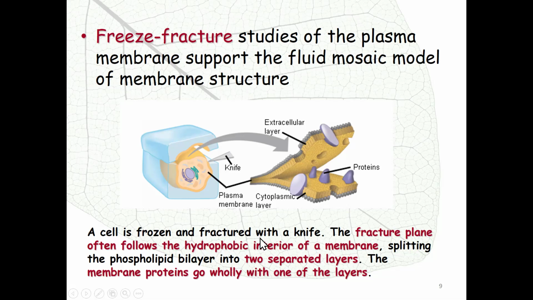A cell is frozen and fractured with a knife. The fracture plane often follows the hydrophobic interior of a membrane, splitting the phospholipid bilayer into two separate layers. The membrane proteins go only with one of them. So there are lots of different studies that confirm that the plasma membrane is a fluid mosaic structure and it contains two phospholipid layers. Here it is shown, one of the studies was the freeze fracture study.